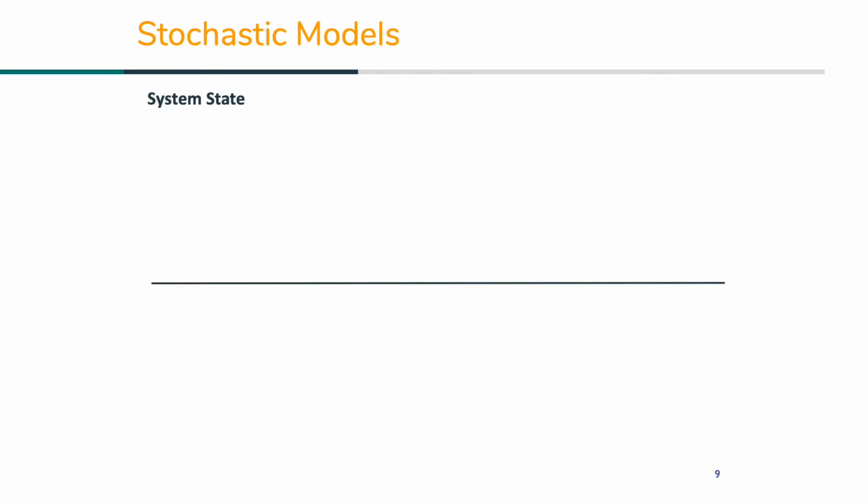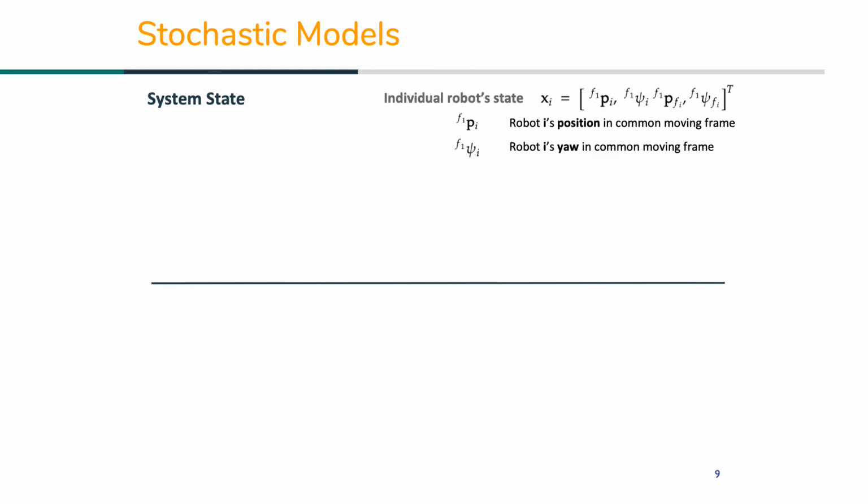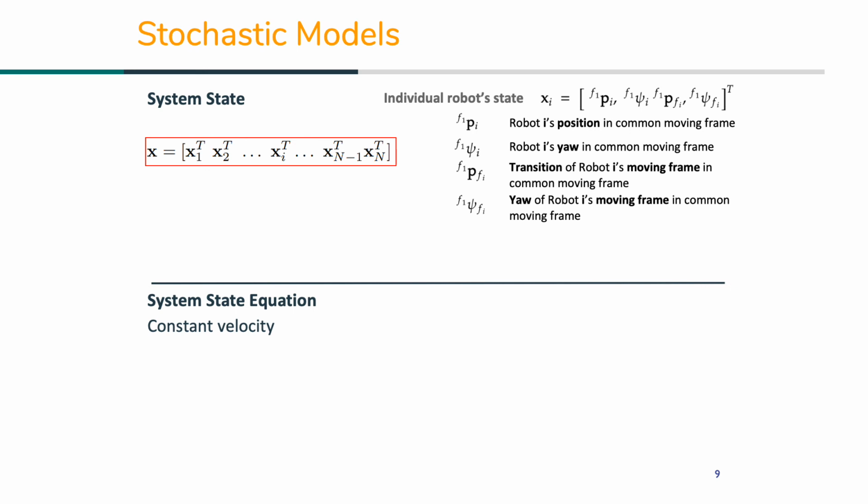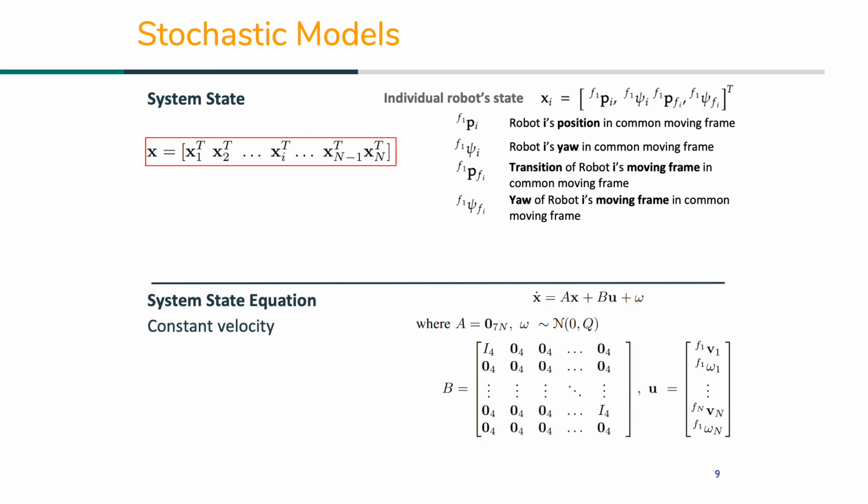System state. Remember that for a given robot, there are two kinds of motions: its motion with respect to its own frame and its motion with respect to a common moving frame. Moreover, in an extended Kalman filter framework, there are four unobservable parameters. Therefore, we represent the individual robot state by four components: its position and yaw in a common moving frame, and the translation and yaw of its moving frame in a common moving frame. We then couple every single individual robot state into a single vector representing the system state. And assuming the constant velocity model, we can represent the system state equation as shown here.